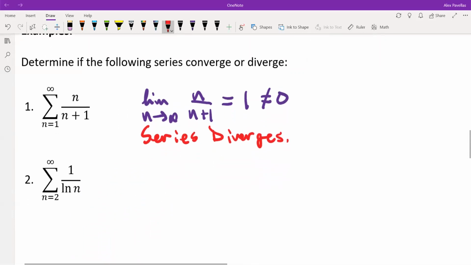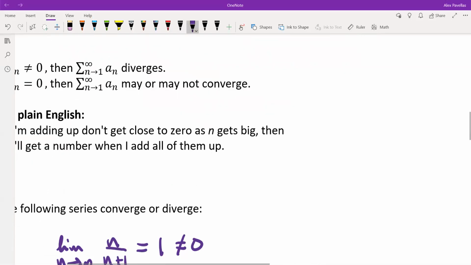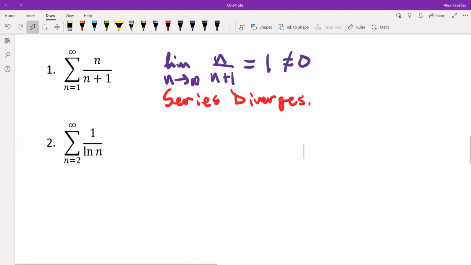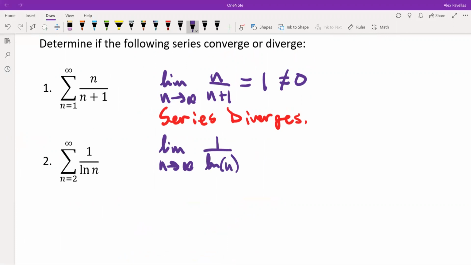What about this second series? Well, if I do 1 over natural log of n, I do the same thing: the limit as n approaches infinity of 1 over natural log of n. Well, we know from before that the natural log of n approaches infinity, so 1 over infinity is 0. So this limit is 0. So what does that mean? That means the series may or may not converge.